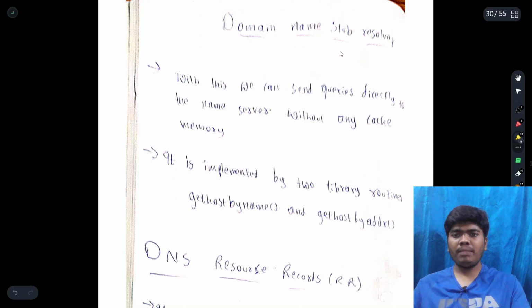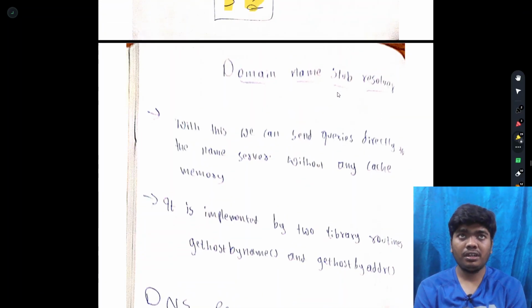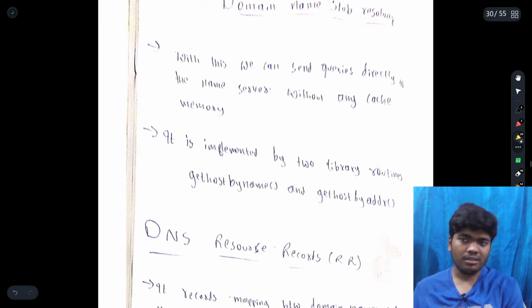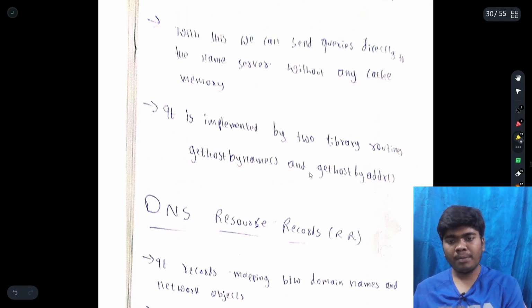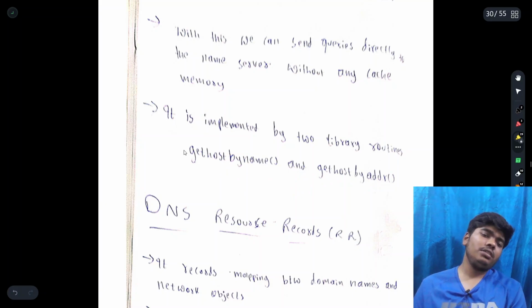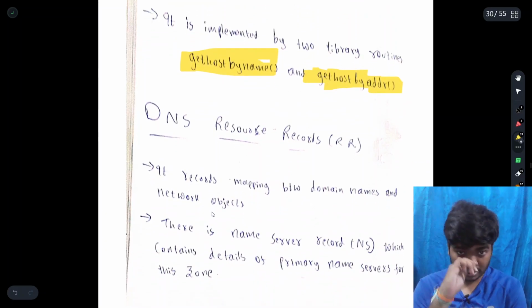Next, the domain name stub resolver. The stub resolver is used even without a cache memory. Even without a cache memory, we can send queries directly to the name server, and then convert them into the IP address. It is implemented by two library routines, that is gethostbyname and gethostbyaddress. So these two are what we can use for sending queries directly to the server even without the cache memory.